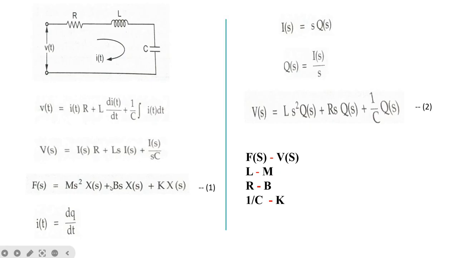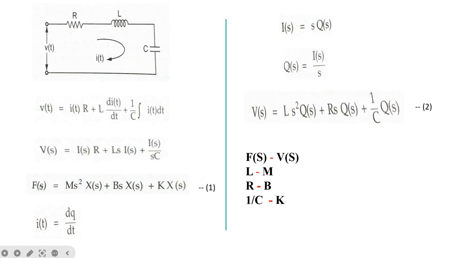Now, in the previous video, we have seen the procedure to obtain the equilibrium equation for the mechanical system, where we got f of s equal to m into s square x of s plus b s x of s plus k into x of s. We'll take this as equation 1. Now, if we compare these two equations, they cannot be compared. Why? Because these are not in the same form.